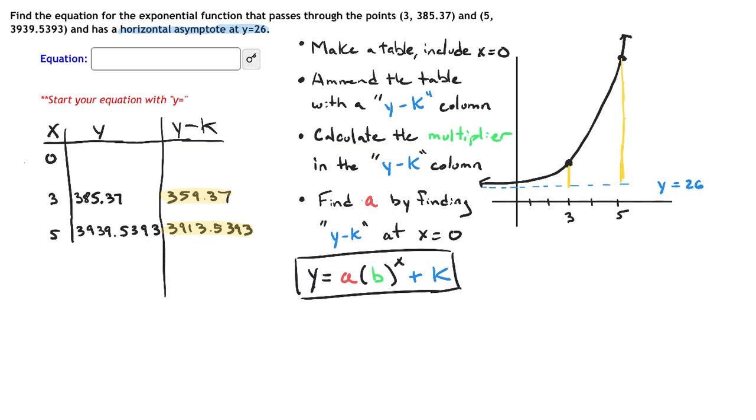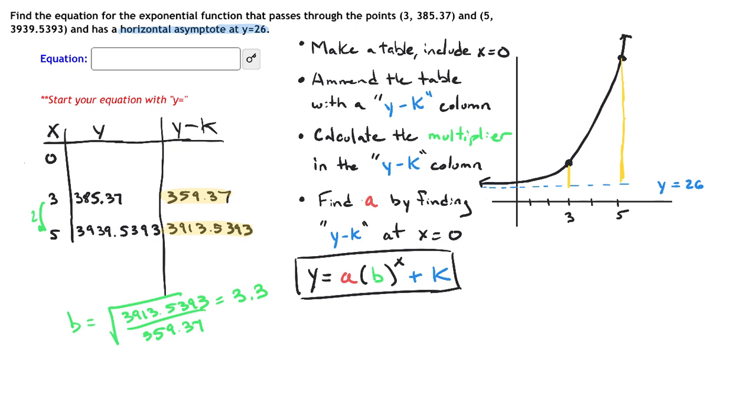To calculate that multiplier, we look at the gap between these two, and this is a gap of 2, from 3 to 5. Once you know that is your gap, you use it to find your multiplier. So we're going to do the square root of next over previous. 3913.5393. Use all the decimals, don't round it. Divided by 359.37. And when you throw that into your calculator, what you get is a multiplier of 3.3.